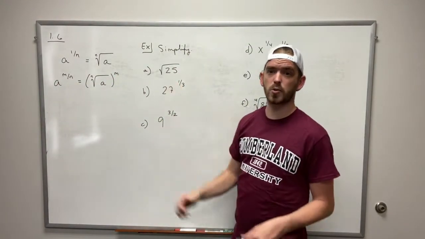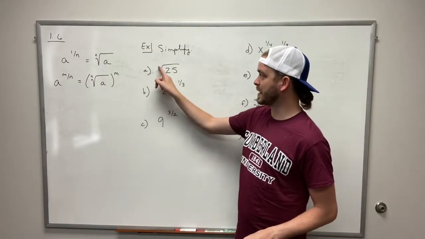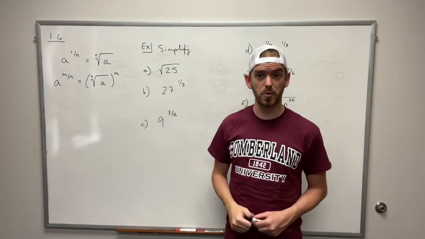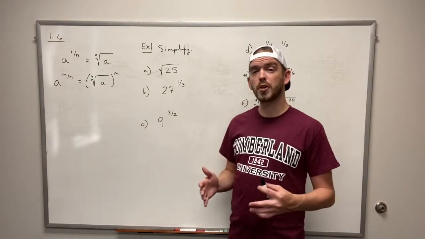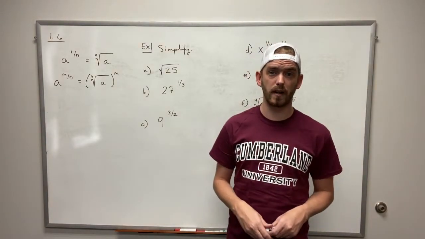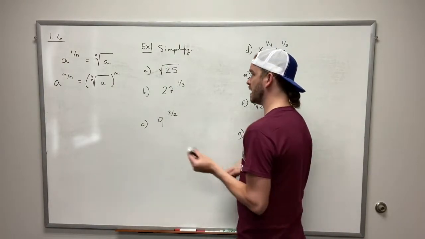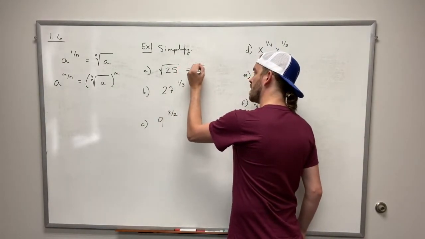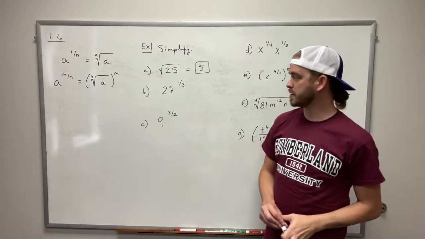We're going to start off with the square root of 25. If we do not see an index, we can imply that it's a 2, so it's the square root. So we're looking for a number that multiplies by itself 2 times to get to 25. Well, the square root of 25 is 5. Let's move on to the next example.